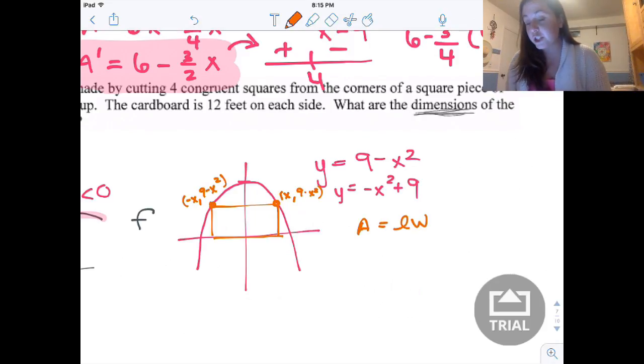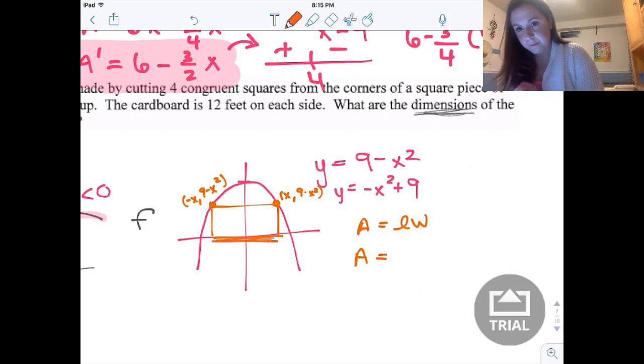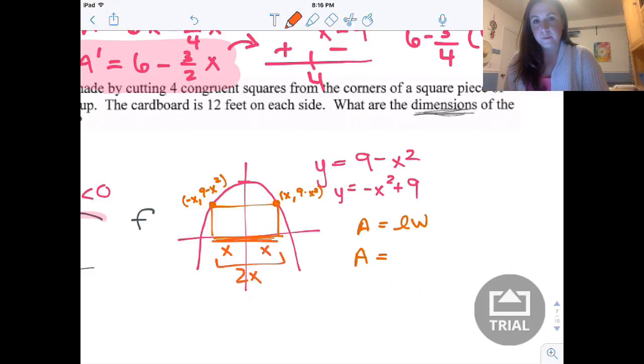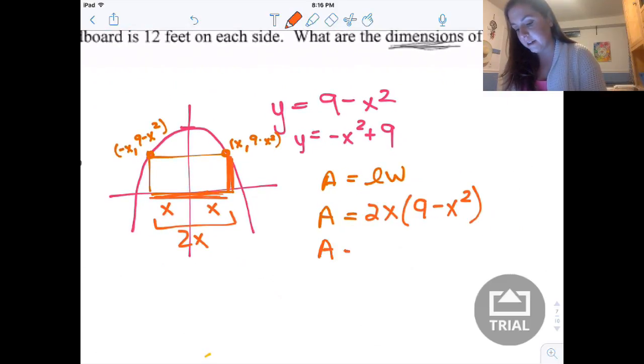So area equals length times width. Think about what those would be here. This bottom side, well, this is from 0 to x, so that's x. This is from 0 to negative x, so that's x. So this whole side length is 2x. Then that's my length. My width here is this height, which is just the height of the function at that point. So that would be 9 minus x squared. So my area function is really 18x minus 2x cubed.